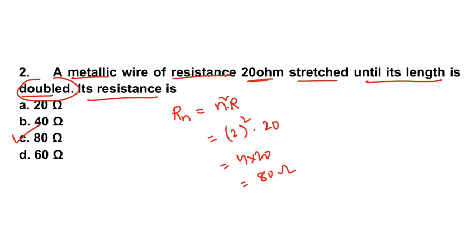For this type of model, if it is getting doubled, we have to replace n with 2. If it is getting halved, we have to replace with 1 by 2. If it is getting one-fourth, you have to replace with 1 by 4. Just substitute in the n value, you will get the required answer.